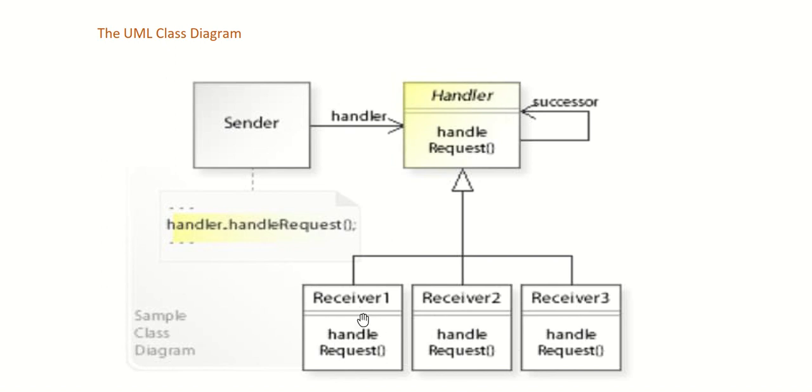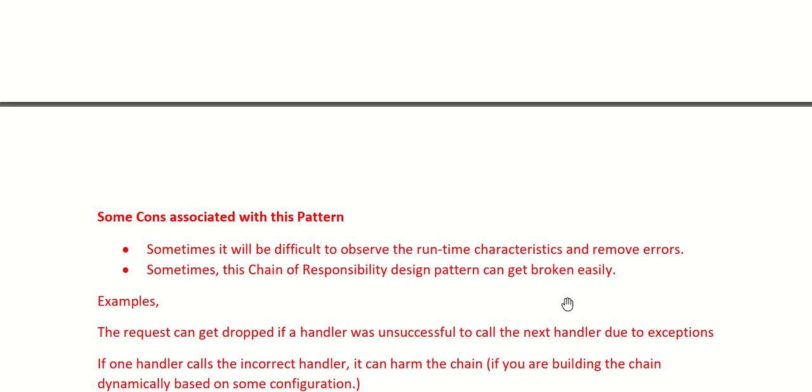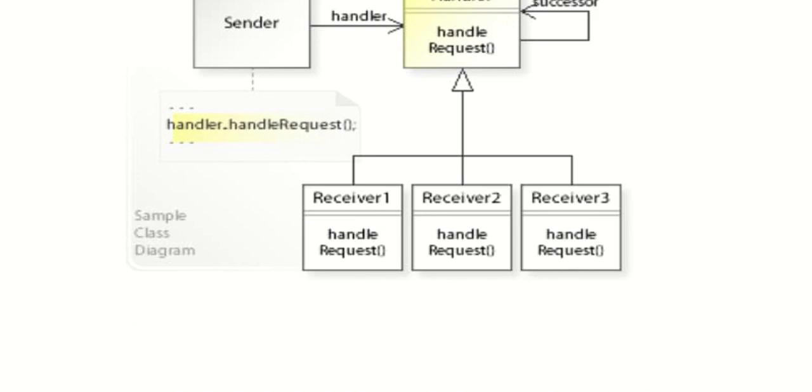Otherwise, if it is not able to handle some part of it, then it will forward that request to the next handler in the chain, or next receiver in the chain. I will go through the cons later, so let's see the program first.